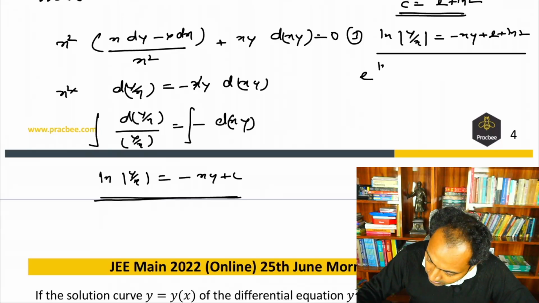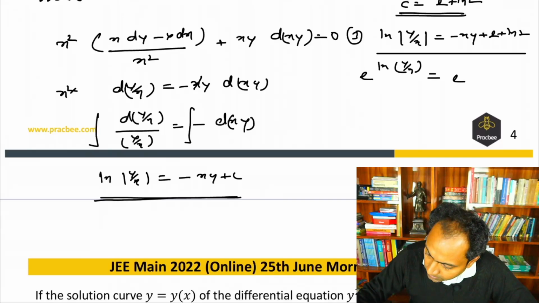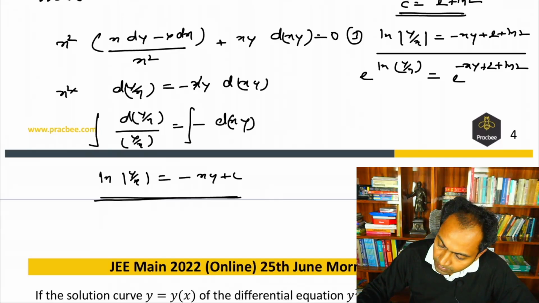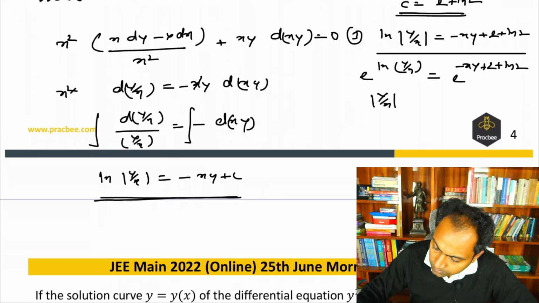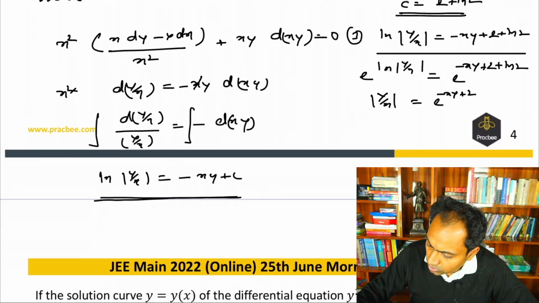So this will become ln of y by x. This will become e raised to the power minus xy plus 2 plus ln 2. So this will become y by x. And obviously there is going to be a mod. So do not miss out on the mod part. And then this will become e raised to the power minus xy plus 2. And e raised to the power ln 2 will become 2.